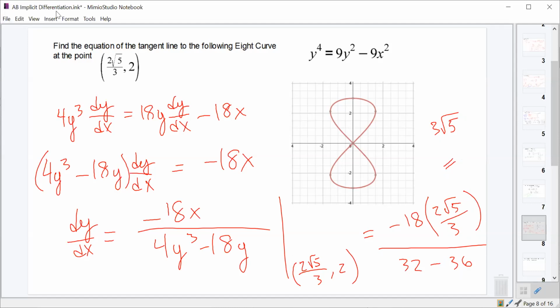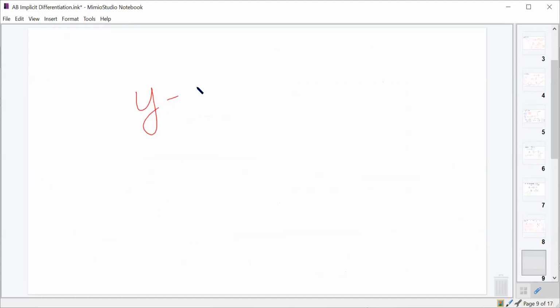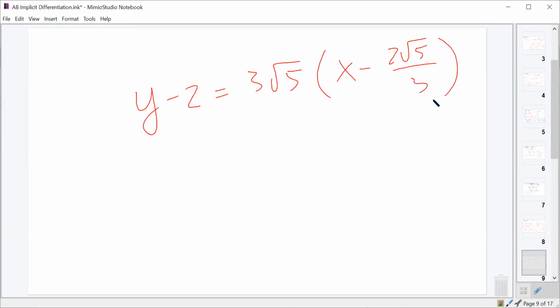And so we don't quite have the room here to write it, but we should end up with y minus 2 equals 3 root 5 times x minus 2 root 5 over 3. Cool.